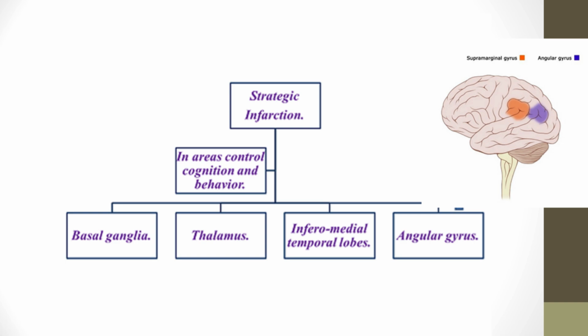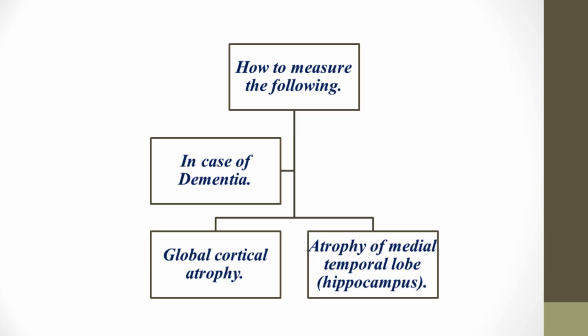Strategic infarctions occur in areas that control cognition and behavior, and these include the basal ganglia, thalamus, inferomedial temporal lobes, and angular gyrus. How to measure the following: global cortical atrophy and atrophy of the medial temporal lobe in case of dementia.